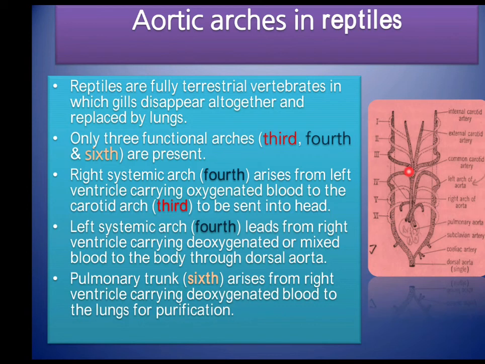Because this part has got the oxygenated blood and this part is having the deoxygenated blood. So there is a connection that the oxygenated blood will flow to the right arch and the carotids. The left arch will be having the deoxygenated blood, and the pulmonary arch, the last part, is also rising from the right ventricle and it is taking the blood to the lungs.